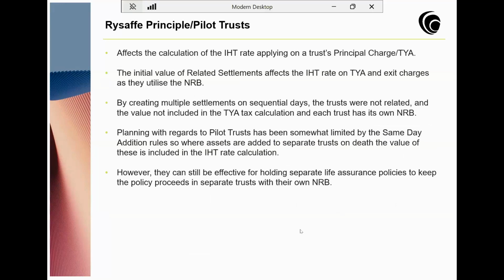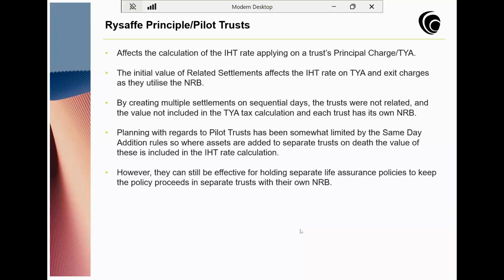So I just wanted to touch on pilot trusts or the RISAF principle. With regards to the 10-year charge and the exit charges for discretionary trusts, the rate applicable to those events is affected by the value of related settlements. A related settlement is one set up on the same day by the same settlor. But if you set up trusts Monday, Tuesday, Wednesday, Thursday, Friday, they're not related settlements because it's not the same day.